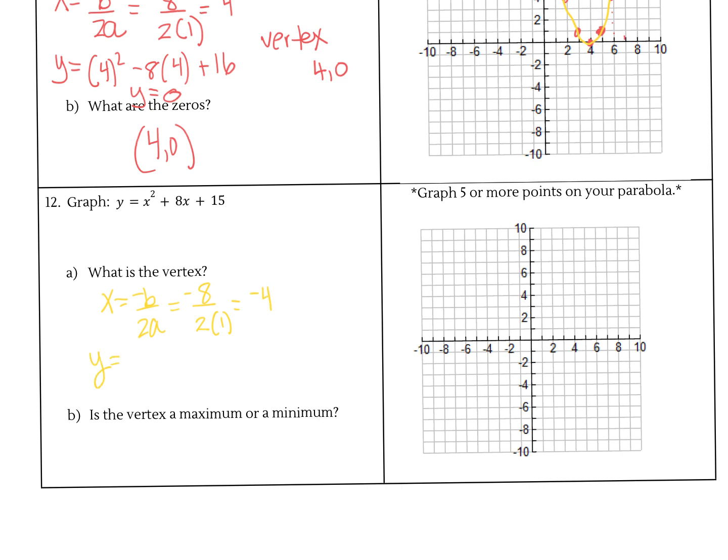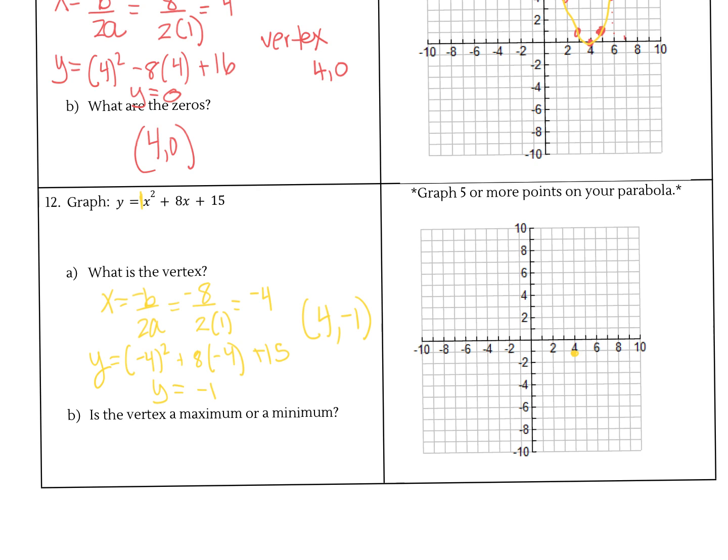And then I'm going to go back into the original equation. I'm going to put -4 for x here and for x here. So that'll give me -4 squared plus 8 times -4 plus 15. And so when I do that arithmetic, I'm going to get -1. And so the vertex is at the point 4, -1. So I'm going to go to 4, -1.